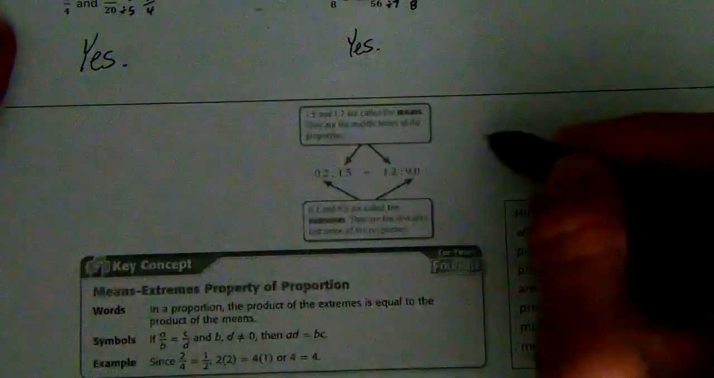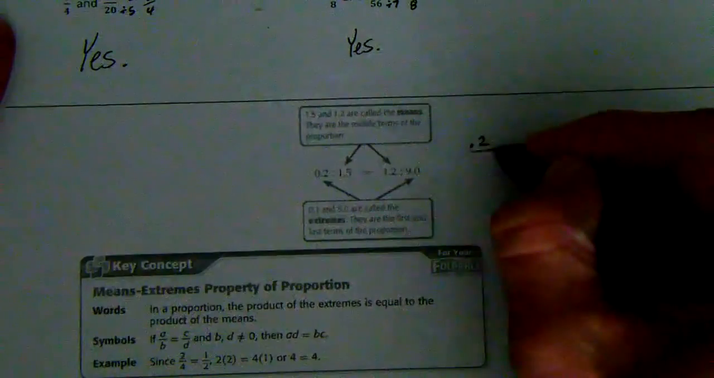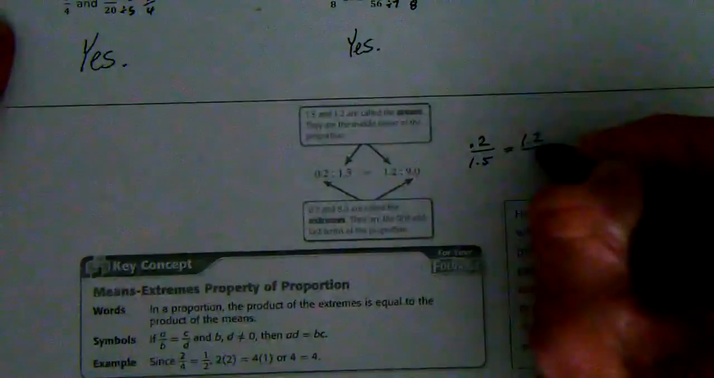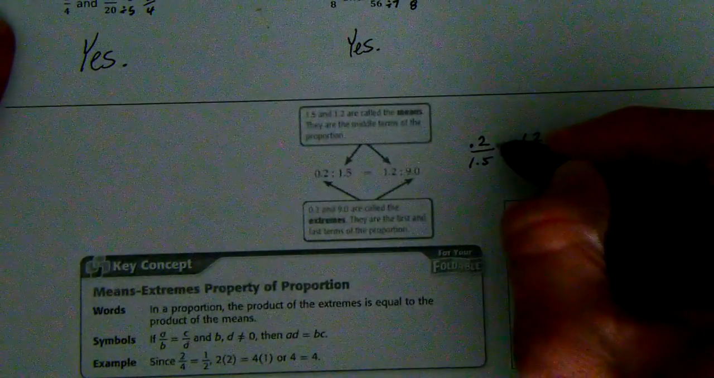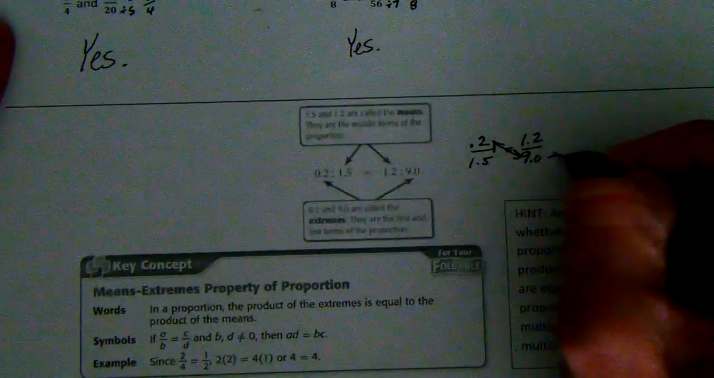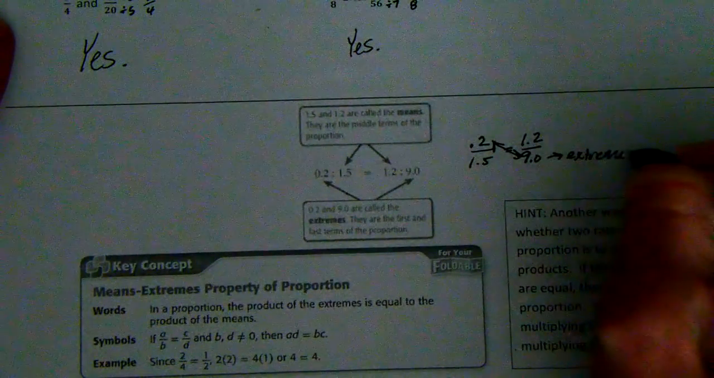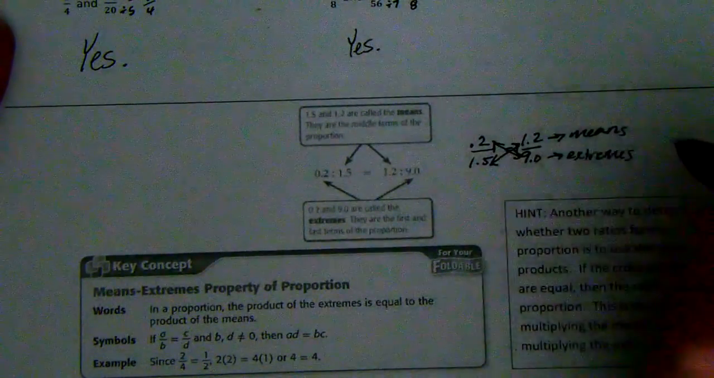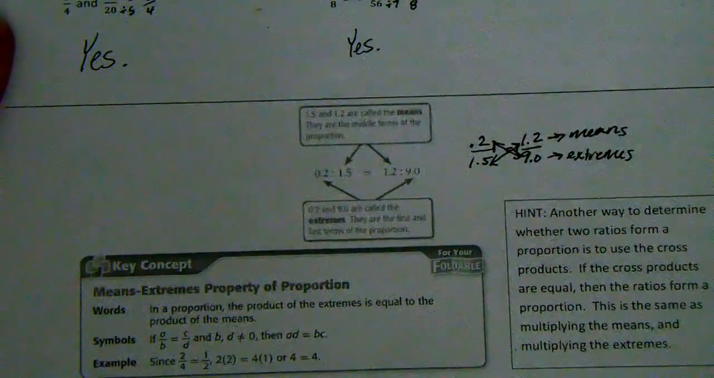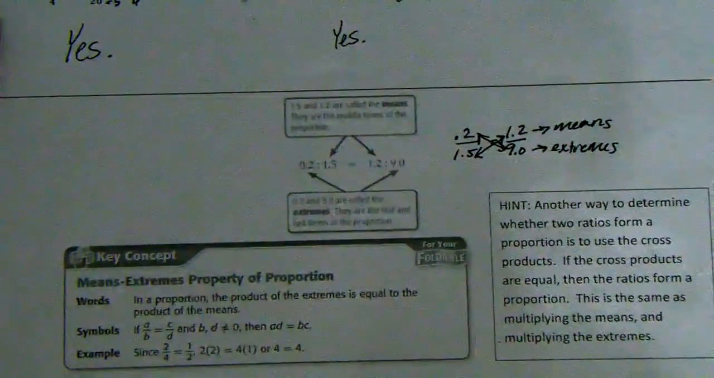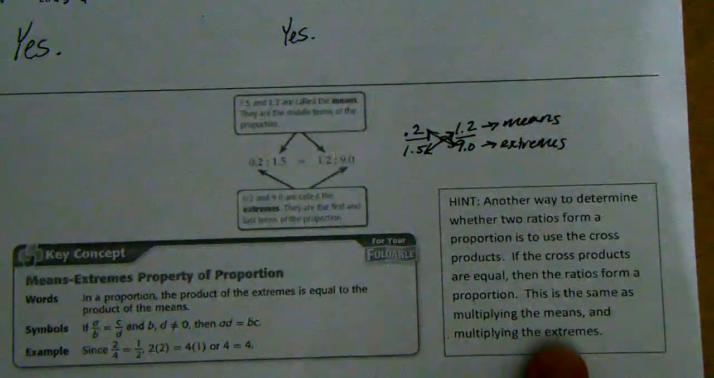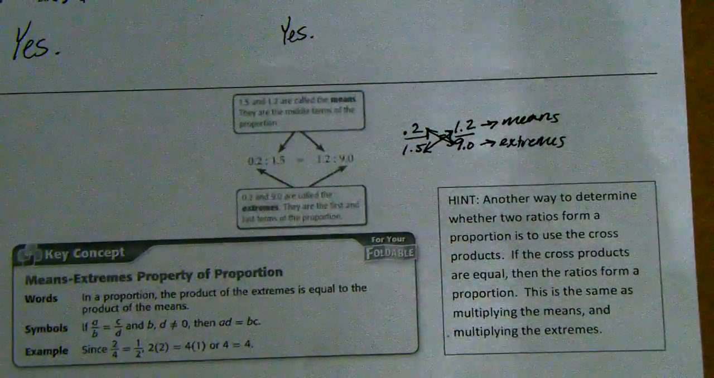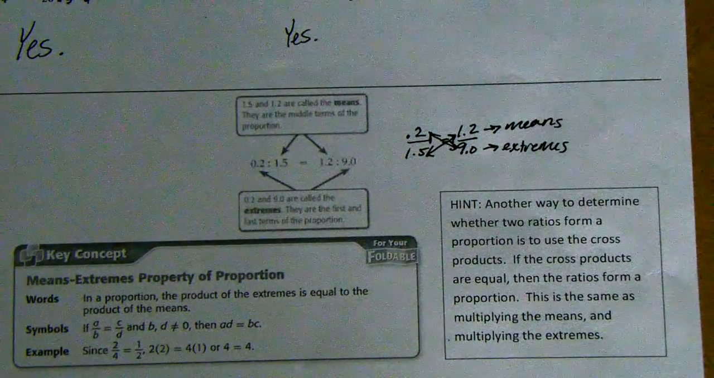If I'm showing that as a proportion written like this, 0.2/1.5 and then 1.2/9.0, these two are the extremes, and these two are the means, and they will always be equal to one another. So we can use that, and right here is your hint. Another way to determine if two ratios are equal is to check your cross products. If the cross products are equal, then you know they're equivalent.